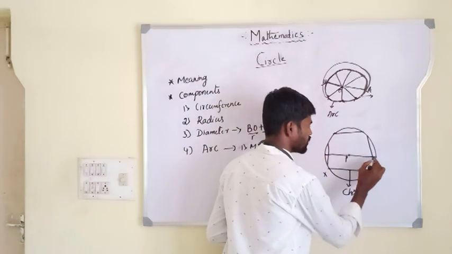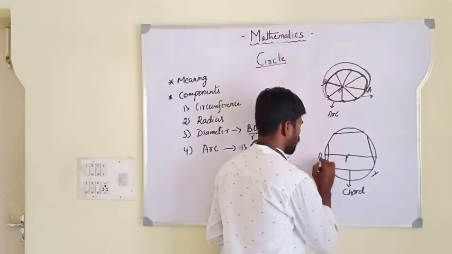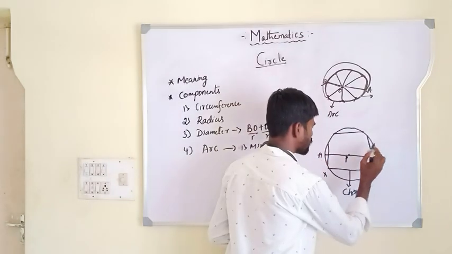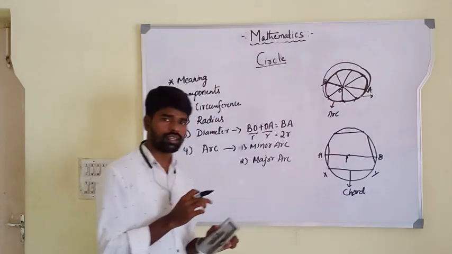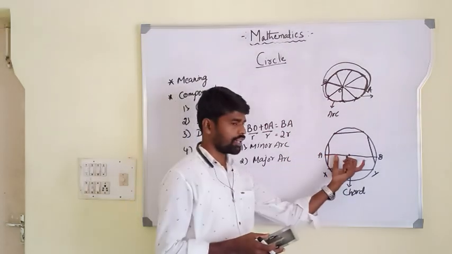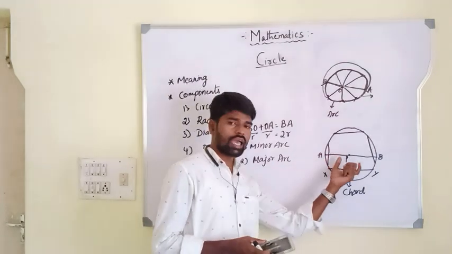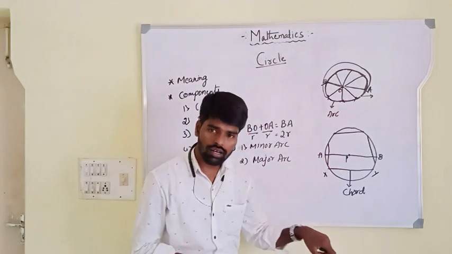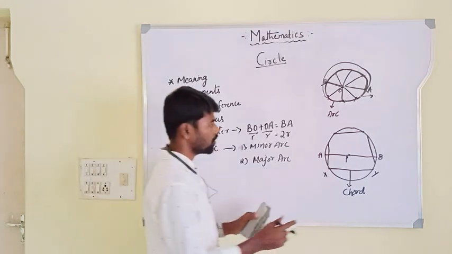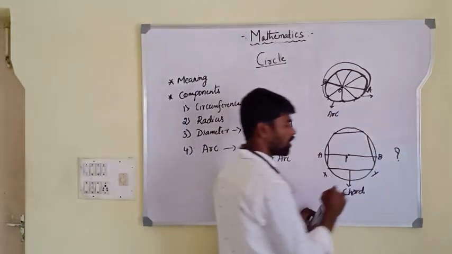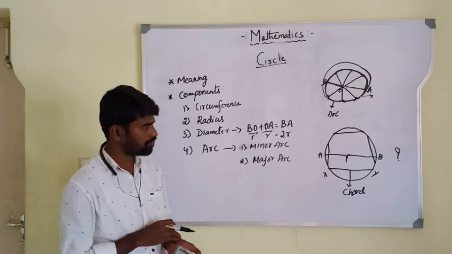Passing through the center. So already we discussed this line segment's name. What is the line segment? So that is a diameter, correct? So then why is this diameter called a chord? That is the main question here. Why do we call the diameter a chord?